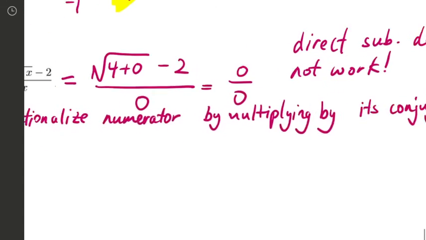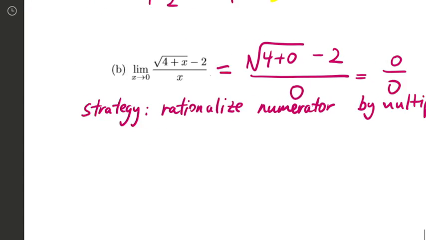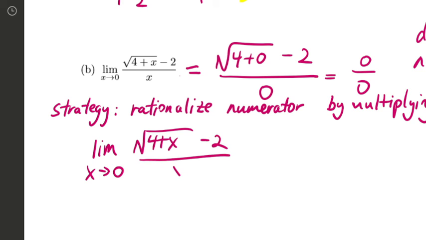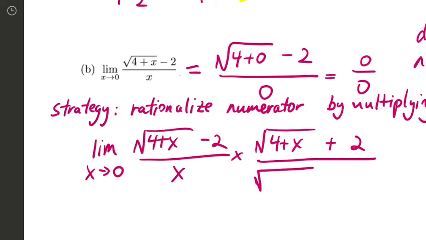Okay, so what's the conjugate? I'm going to write here the limit as x approaches 0 of the square root of 4 plus x minus 2 over x times the conjugate, which is going to be the square root of 4 plus x. The minus becomes a plus, and then I keep my 2. And the denominator, same thing, square root of 4 plus x, keep the plus, and then a 2. Then you multiply everything out.